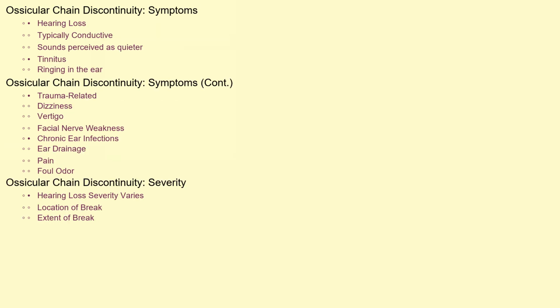The most prominent symptom of ossicular chain discontinuity is hearing loss, which is typically conductive in nature. This means that sounds are perceived as quieter, particularly in the affected ear. Patients may also experience tinnitus, or ringing in the ear. In cases caused by trauma, there may be associated symptoms like dizziness, vertigo, or even facial nerve weakness. If the discontinuity stems from chronic ear infections, there might be ear drainage, pain, or a foul odor. The severity of the hearing loss can vary depending on the location and extent of the break in the ossicular chain.